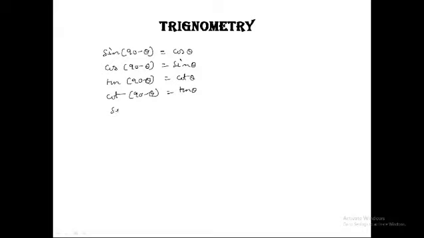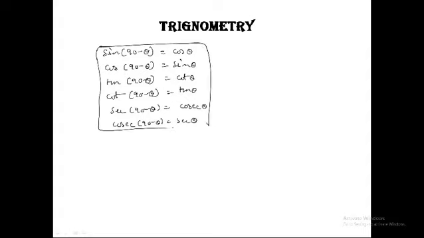and sec changes to cosec, and cosec changes to sec. Cosec of 90 minus theta changes to sec theta. So you should have an idea of this concept also, ma. Mostly they will ask with respect to sine and cos only, but these are the extra things. If you learn these two, it will be enough for your second exercise.